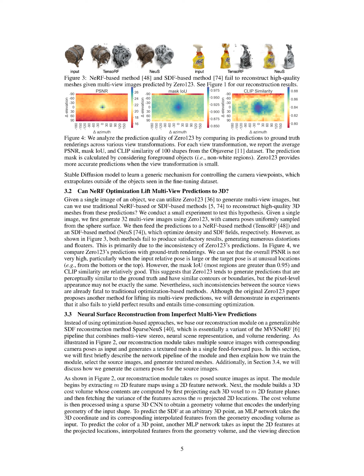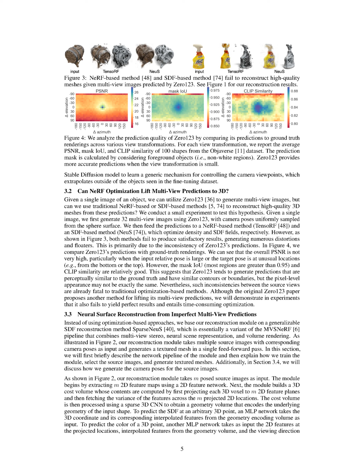Zero-1-to-3's original paper proposed a method for enhancing its multi-view predictions, but we found this approach to be imperfect and time-consuming as well. Moving away from optimization-based techniques, we used a flexible SDF reconstruction method known as SparseNeuS for our reconstruction module. SparseNeuS, a variant of the MVSNeRF pipeline, combines multi-view stereo, neural scene representation, and volume rendering. Our reconstruction module, as illustrated, inputs several source images and their corresponding camera positions and outputs a textured mesh in a single forward pass.